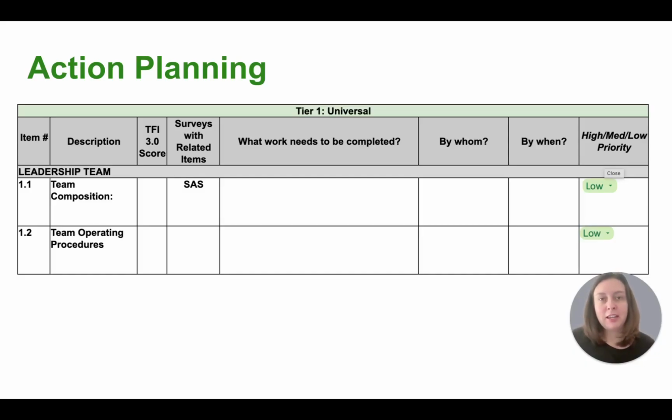We have an action planning template available for you, which has been updated to reflect the new TFI 3.0. So in it, you'll see all the items. You can put your score in and then think a little bit about, was this an item that you wanted to improve on? What work might you need to be doing, by whom, by when, and what level of priority is this for you? It also gives you a sense of other surveys that might have an item that would inform your response to this question. So for instance, 1.1 team composition, there's also an item on the SAS, the self-assessment survey, that speaks to team composition.